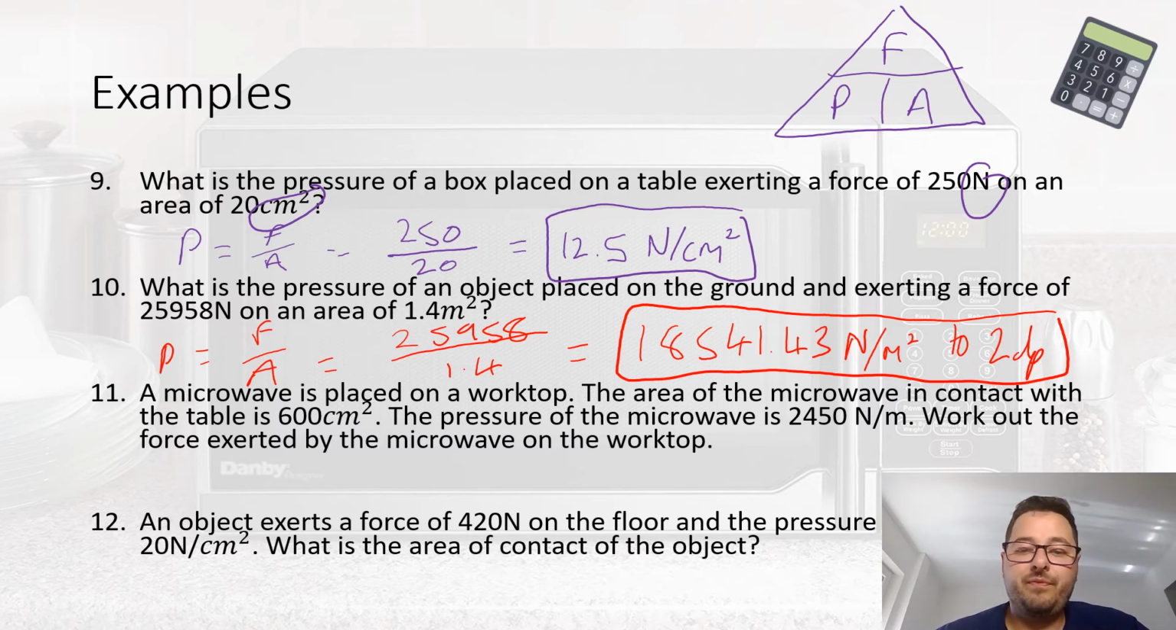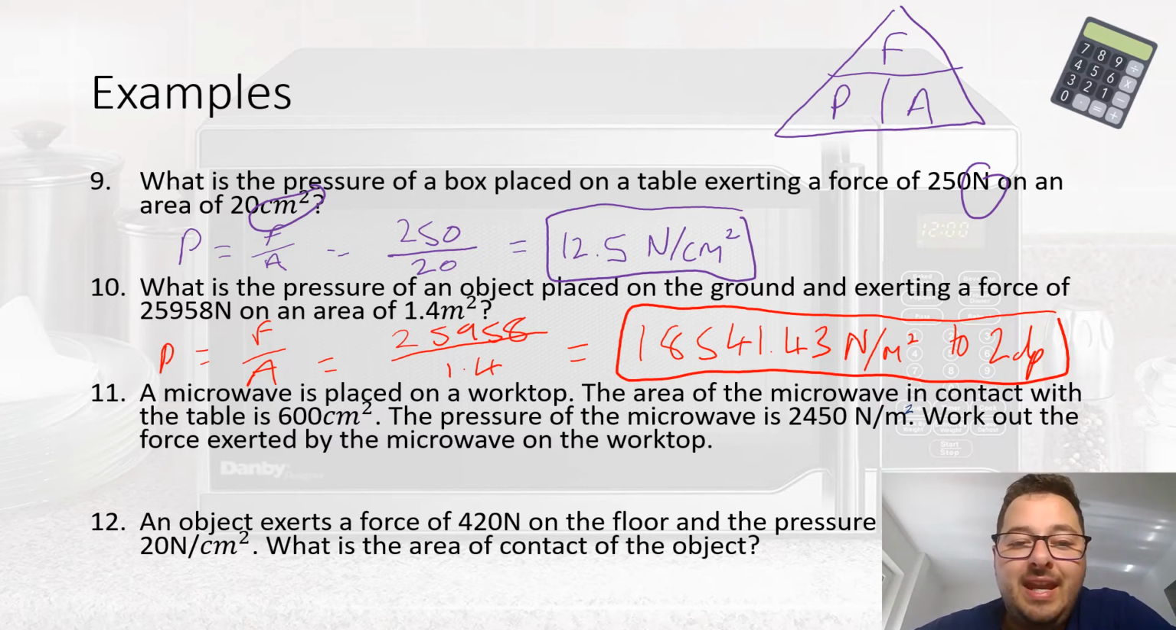Alright. Okay, number 11. A microwave is placed on a worktop. The area of the microwave in contact with the table is 600 centimetres squared. The pressure of the microwave is 2,450 newtons per metre squared. Work out the force exerted by the microwave on the worktop.